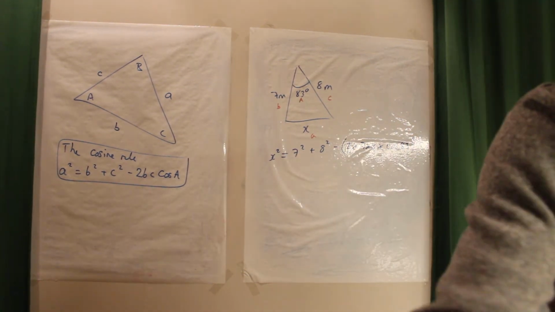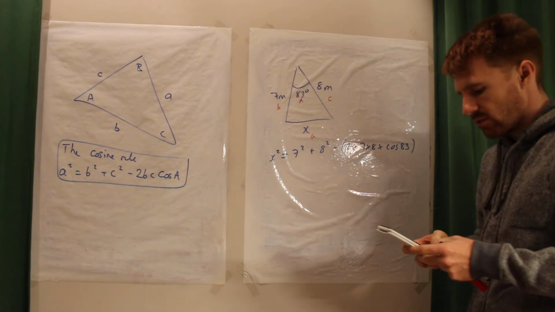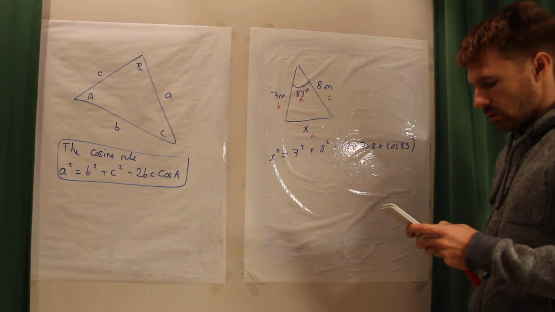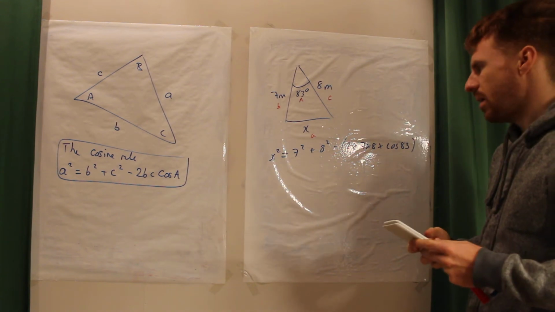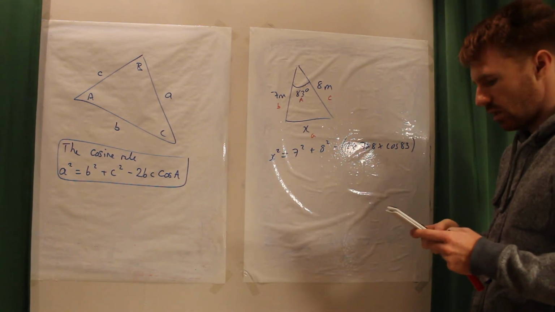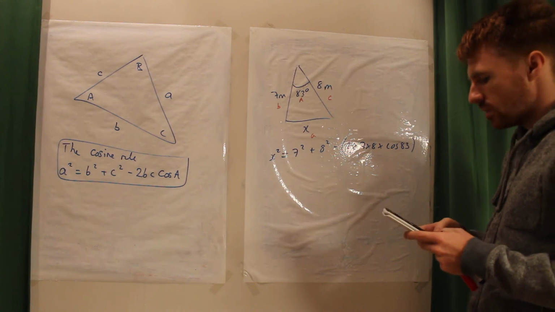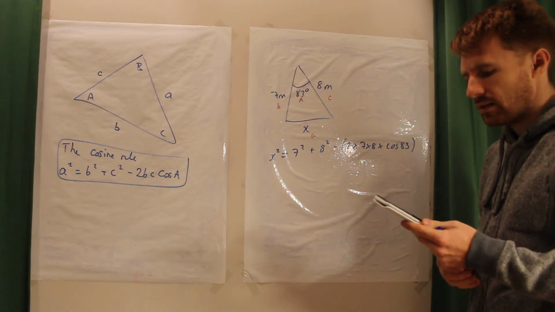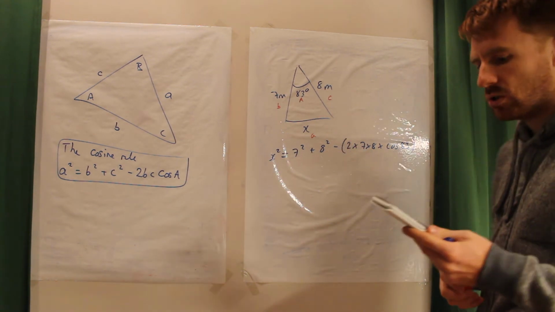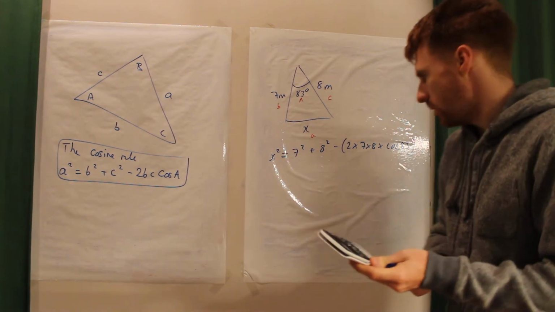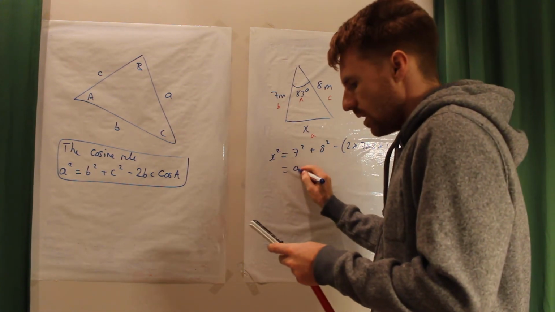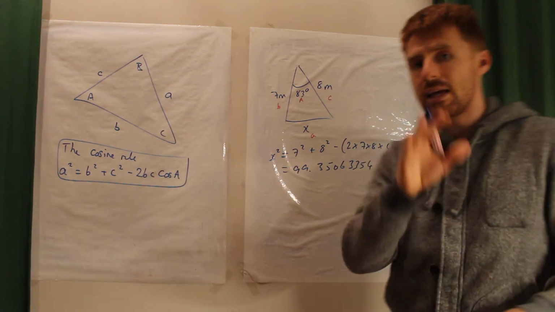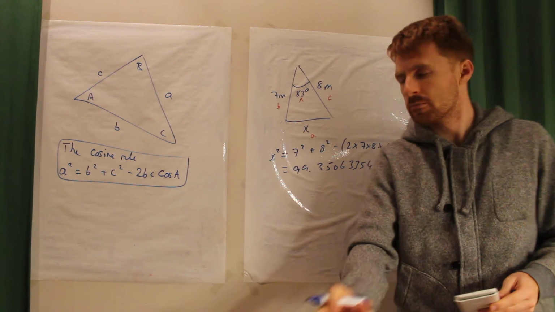So if you type all that first bit into your calculator, 7 squared, you've got 49, plus 8 squared, which is 64, minus, and then be careful to put this bit in brackets, 2 times 7 times 8 times the cosine of 83, and you should get, falling out of that, 99.3506 and so on. Great, we'll write that down: 99.35063354. But that is not the end of the story.